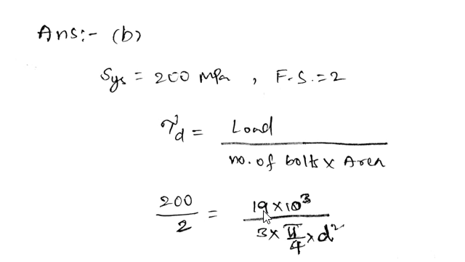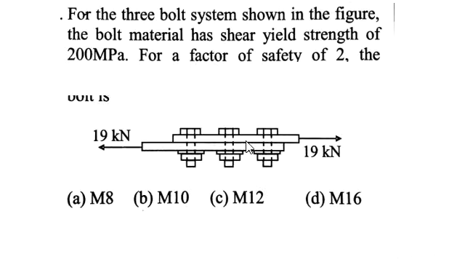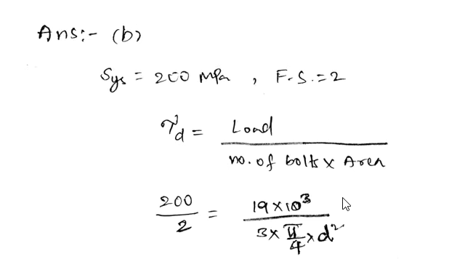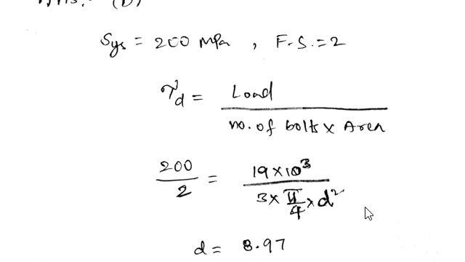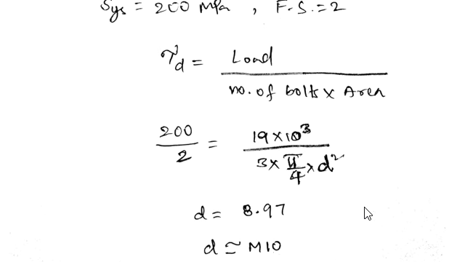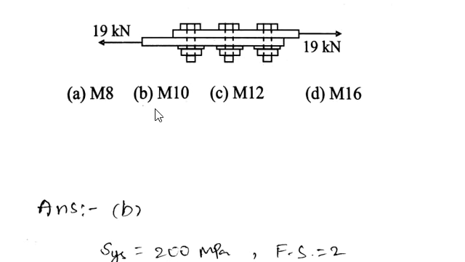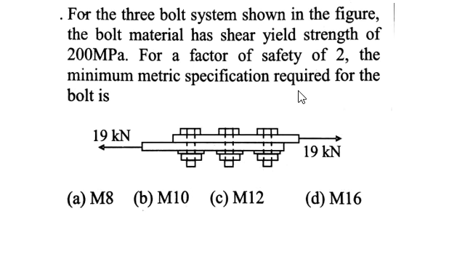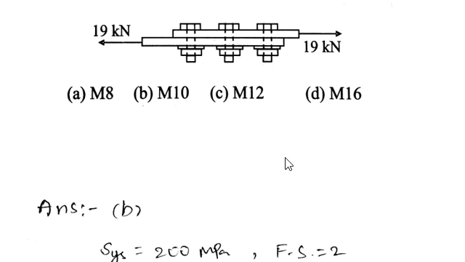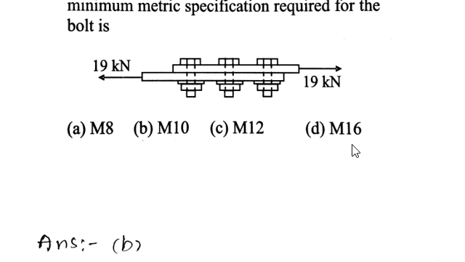And the load value is given as 19 kilonewtons, or 19 into 10 to the power of 3 newtons. Number of bolts is 3, as you see here in this diagram, and pi by 4 d square will give the area. In place of d, we will require the diameter only. So if you solve for that, we get the diameter as 8.97, and the nearest available value is 10. So M10 is the appropriate size for this case. So option B is the right option for this question.